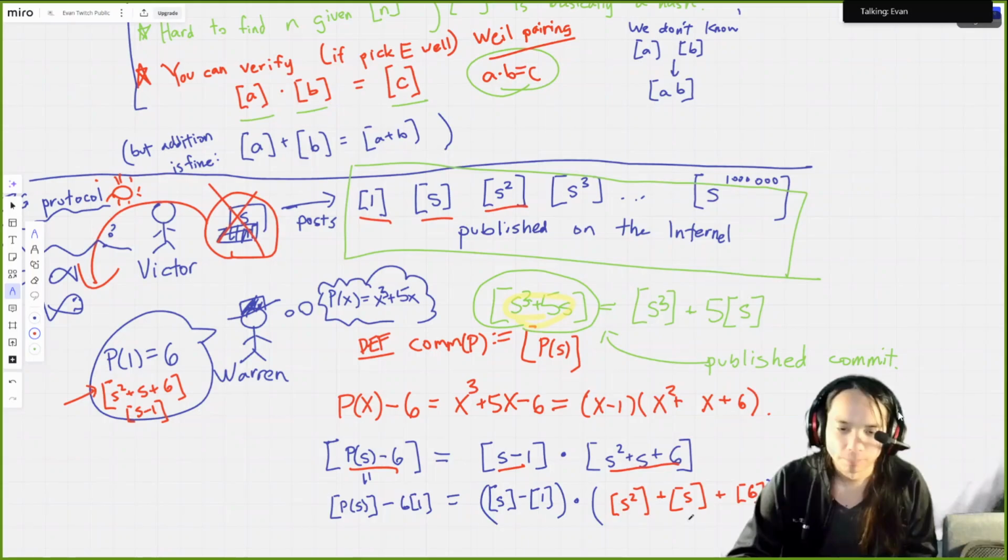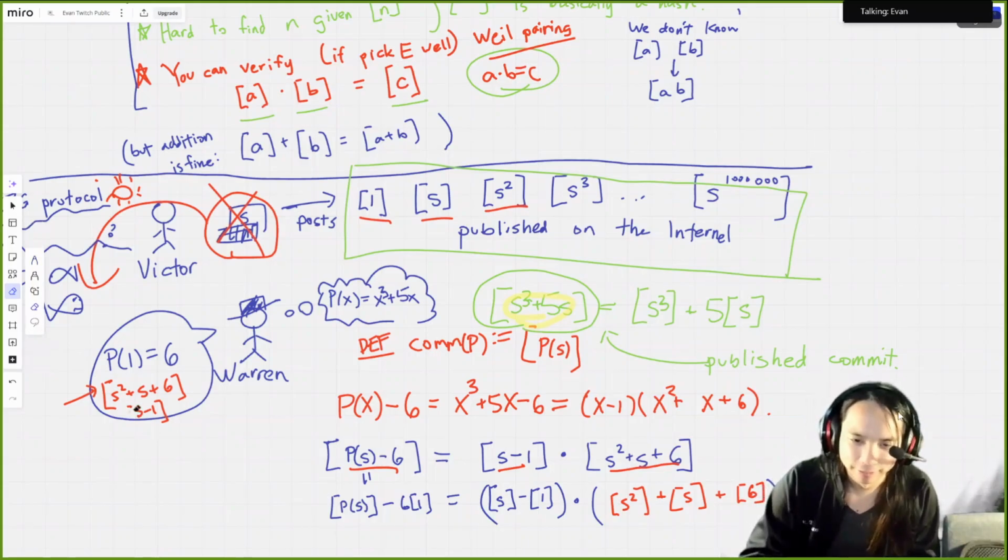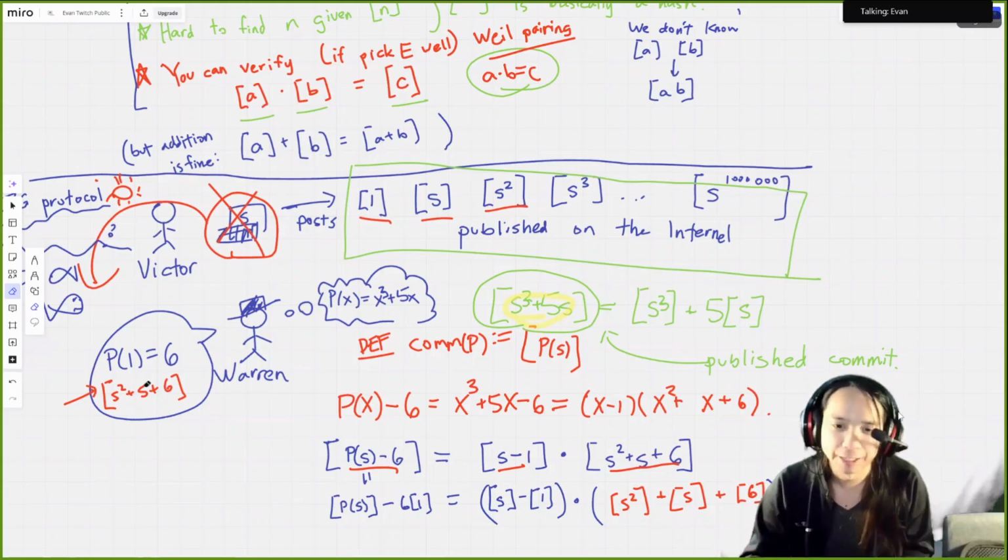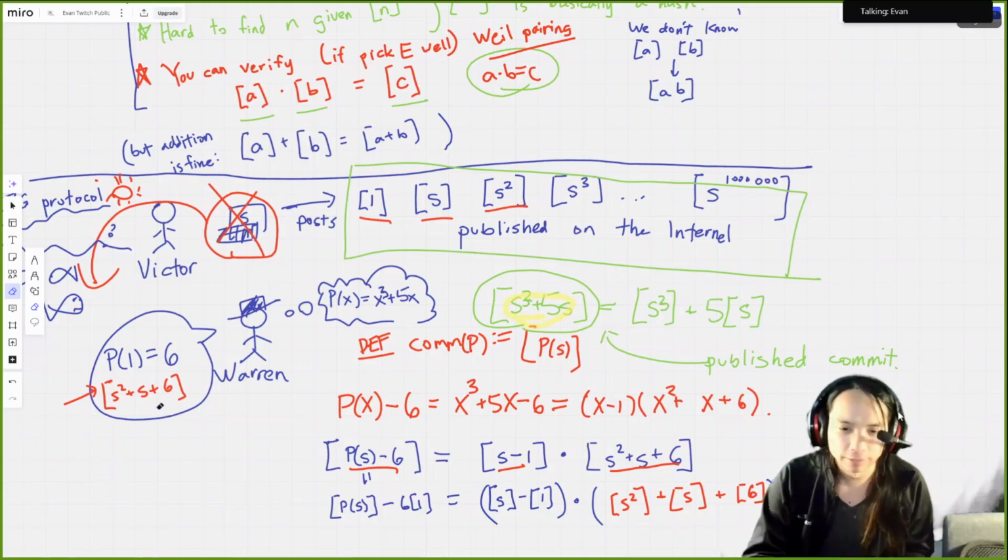So, yeah, sorry, let me fix this. I think I would just want to say this. So Warren says p of 1 equals 6, says that out loud, and my proof is that I can give you this bracketed number. I'm not going to tell you anything about how I got the things inside this bracketed number. I'm just going to give you this thing wholesale.